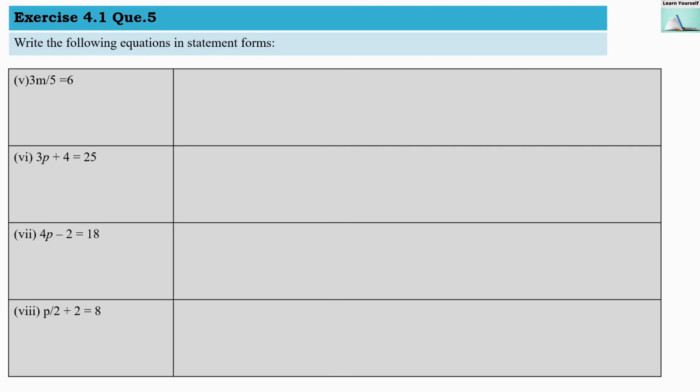Fifth, 3m divided by 5 equals to 6. Now here multiplication is also there and division is also there. So these two we have to address in our statement. For multiplication I am going to write 3 times m. Now this 3 times m is being divided by 5. So the same thing I am writing here, divided by 5. That is, 3 times m divided by 5 is 6. So that is how we are going to write this.